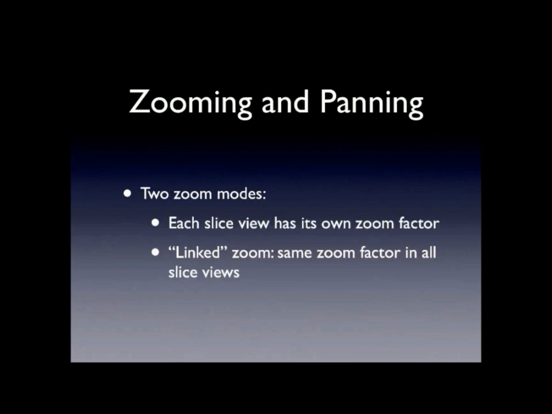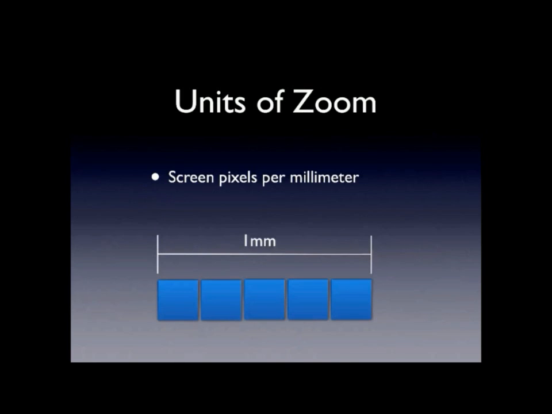The second option, I call it linked zoom. In other words, all the windows have the same zoom. If I zoom in 10 times on the coronal slice, I'm also zooming in 10 times on the axial slice and on the sagittal slice. And this is natural because you're looking at the same data from 3 different viewpoints, but the scaling is the same. But sometimes you want to only zoom in on one view, and you can select those. I'll show you in 1 second how to do that.